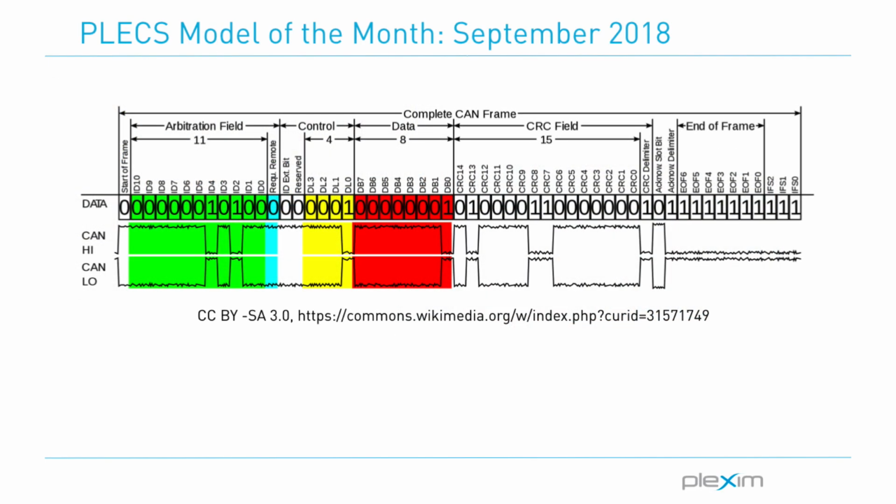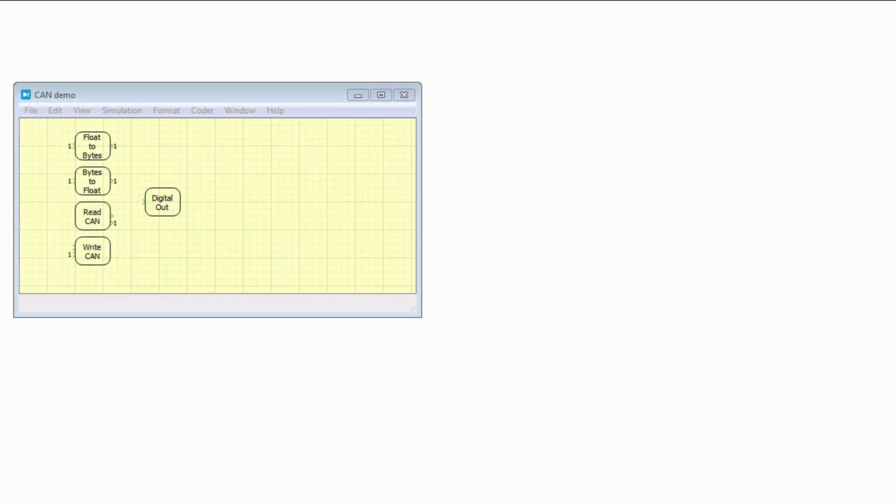A controller area network, or CAN bus, is a message-based protocol originally designed to facilitate multiplexing of wiring in cars in order to reduce copper usage. Nowadays, it is used in a wide variety of automotive and industrial applications. Each message can be up to 8 bytes long, and it has an 11 or 29-bit long ID. Without any further ado, let's jump right in.